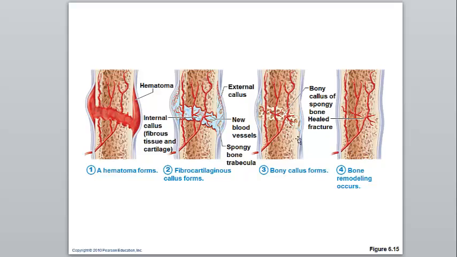After it forms the bony callus, it has to go through the remodeling process. The cast is removed, you start to put on weight, so your muscles start to act on that remodeled bone, and then it starts to take the shape of your original bone that was there before the fracture. Okay, so this is basically how your bone starts to heal.